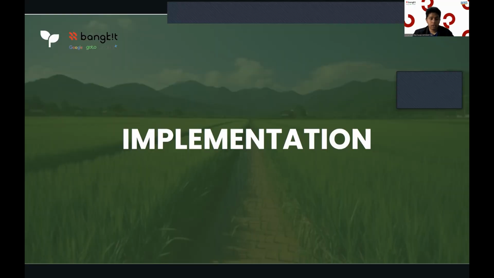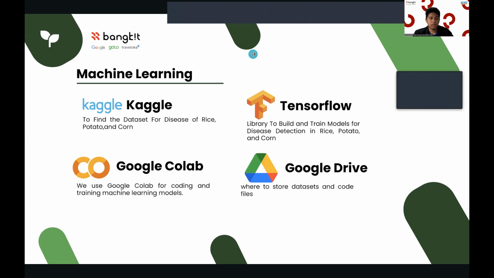So next, I will show you our implementation of machine learning. First of all, these are the tools that we use in machine learning. The first is Kaggle, to find datasets for diseases of rice, potato, and corn. Second is TensorFlow, a library to build and train models for disease detection in rice, potato, and corn. Third is Google Colab. We use Google Colab for coding and training machine learning models. Fourth is Google Drive, where we store datasets and code files.